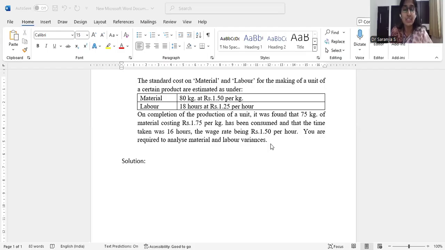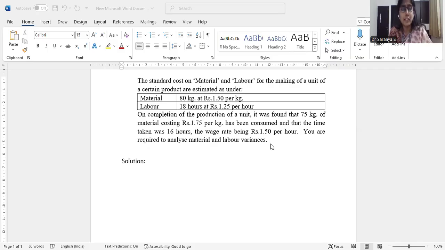Hello everyone. Today we will discuss the variance analysis. So we will see a small sum which deals with both material and labor variances. So here is the sum. The standard cost on material and labor for the making of a unit of a certain product are estimated as under. Okay, so we have the information for material, information for labor as well.